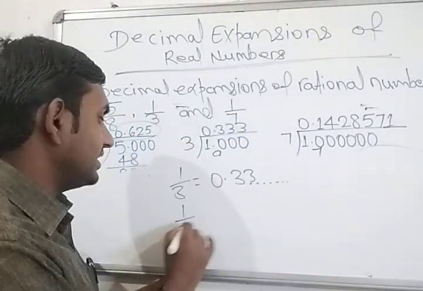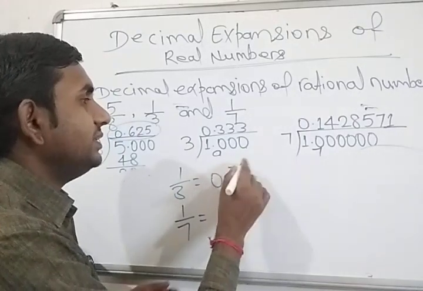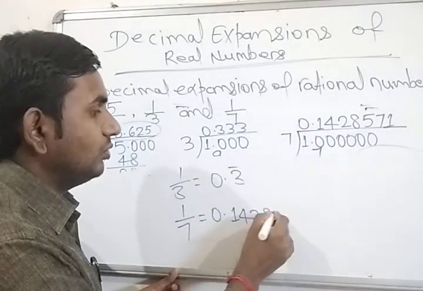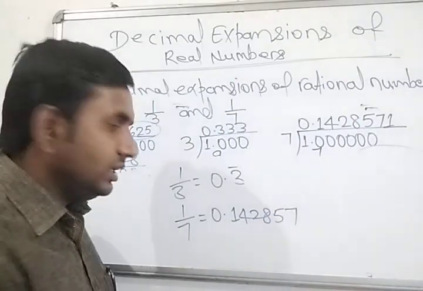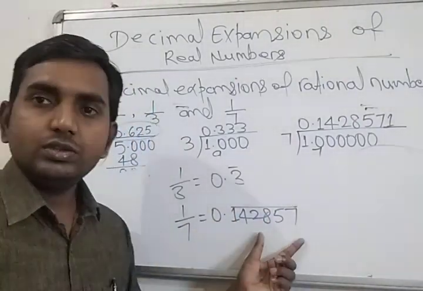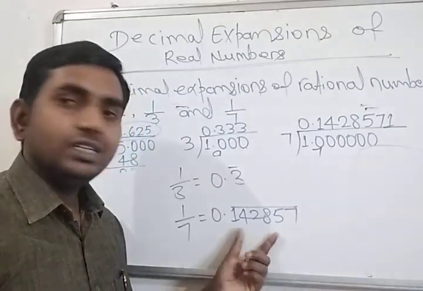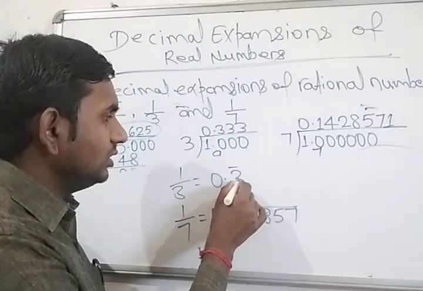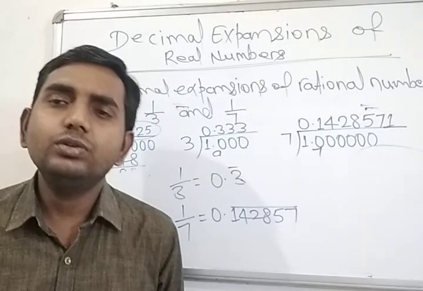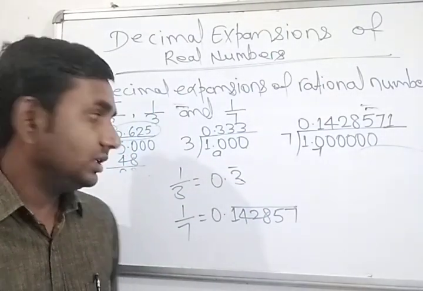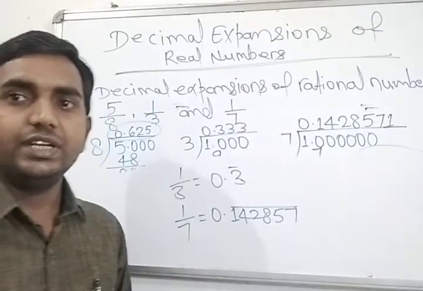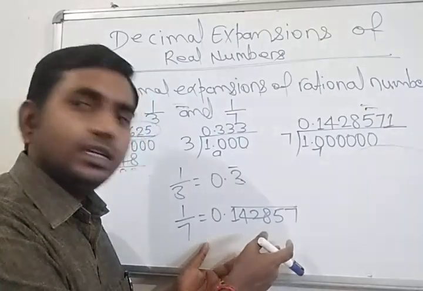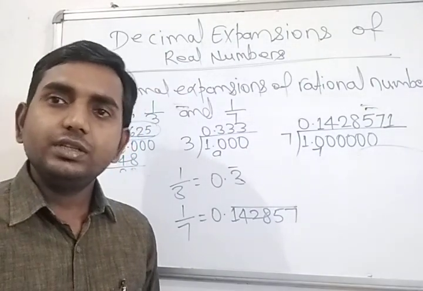Here, 1 by 7, we have 1.14285 and 7. Then we apply a bar above all these digits. It indicates that all these digits are repeated. So in this case we find two types of repeating decimal: one is a pure repeating decimal and the second is an impure repeating decimal.